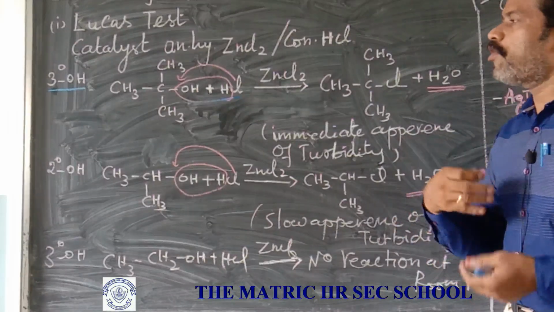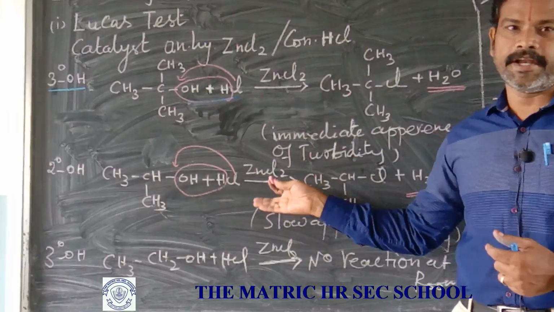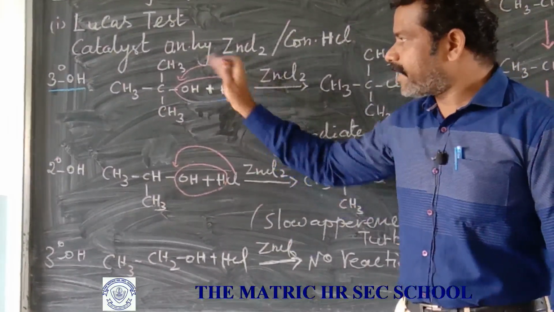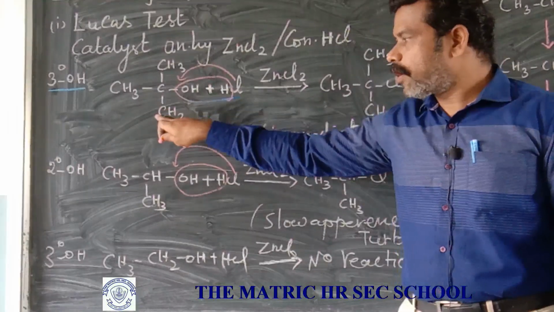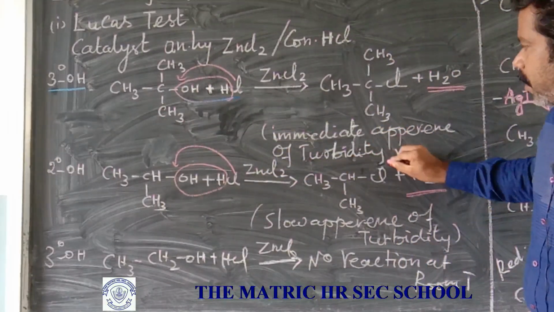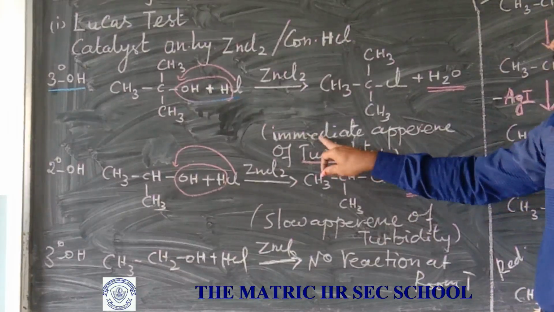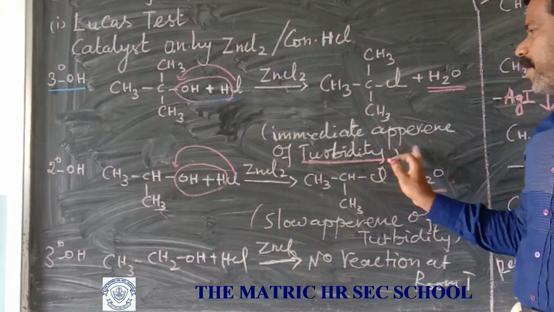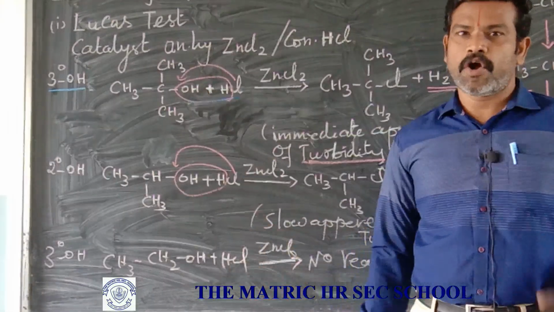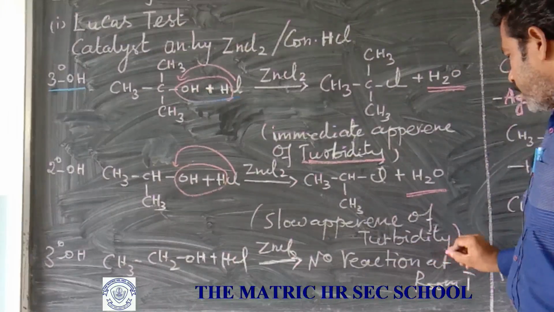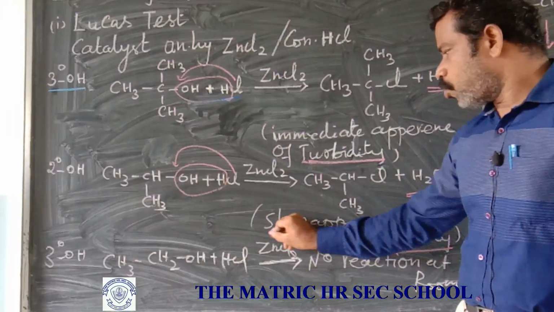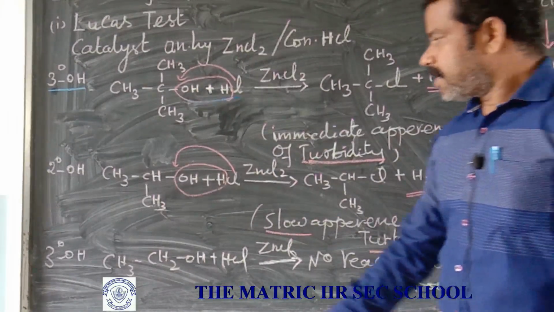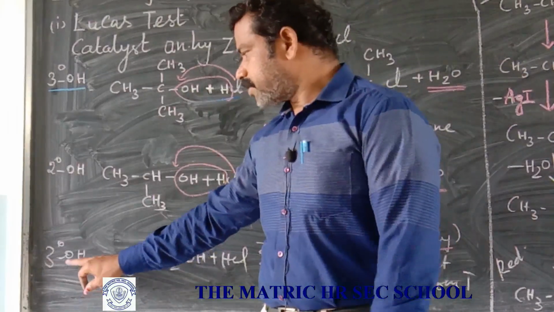So how will you identify a tertiary alcohol and a secondary alcohol? Very simple. You add the Lucas catalyst to the tertiary butyl alcohol and you get turbidity immediately. The immediate appearance of turbidity shows it is a tertiary compound. Suppose the turbidity appears slowly, then it is a secondary alcohol.